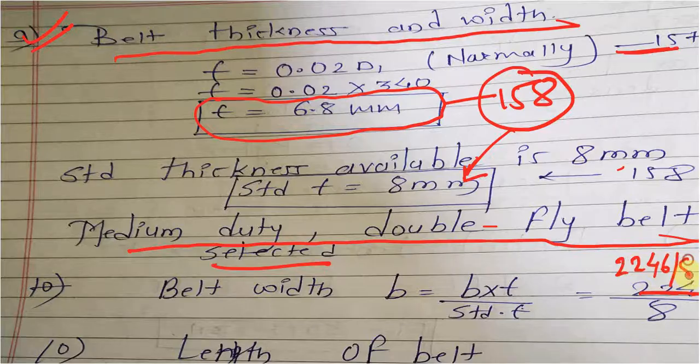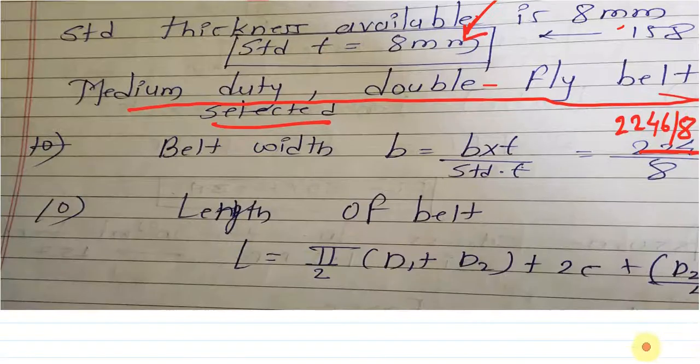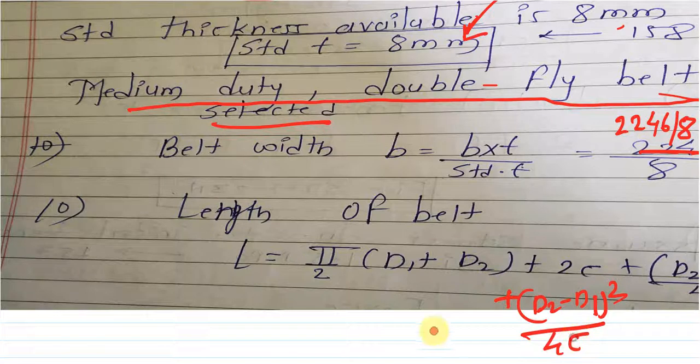And the last formula, L is equal to pi by 2 times (d1 plus d2) plus 2c plus (d2 minus d1) square divided by 4c. Just put the values in and tell me in the comment box what the length is.